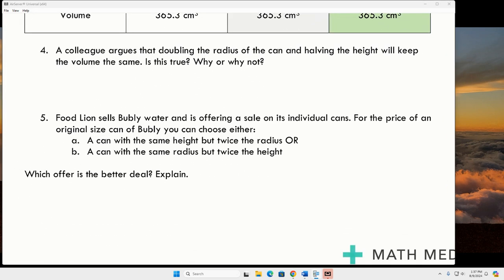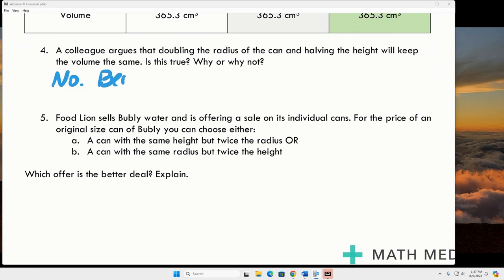All right, so number 4 says that a colleague argues that doubling the radius of the can and halving the height will keep the volume the same. Is this true? Somebody tried it out. Nevaeh tried it out, and she said no, it wasn't true. What's the problem? Why doesn't it just work that way? It does, because the radius is being squared. So when you square that radius, that's already being multiplied by 2, it multiplies it by 4. And so that doesn't work that way.